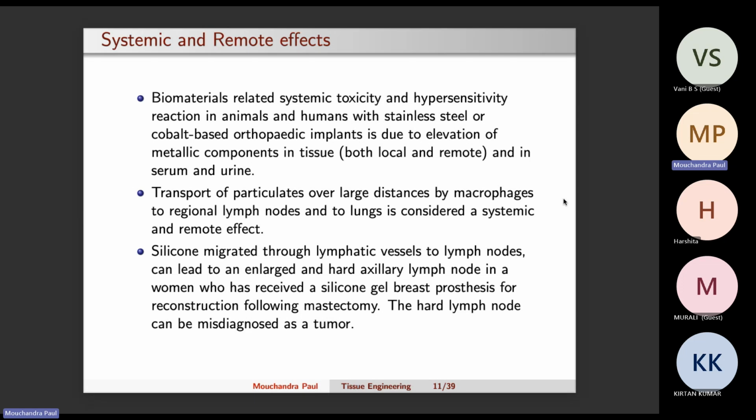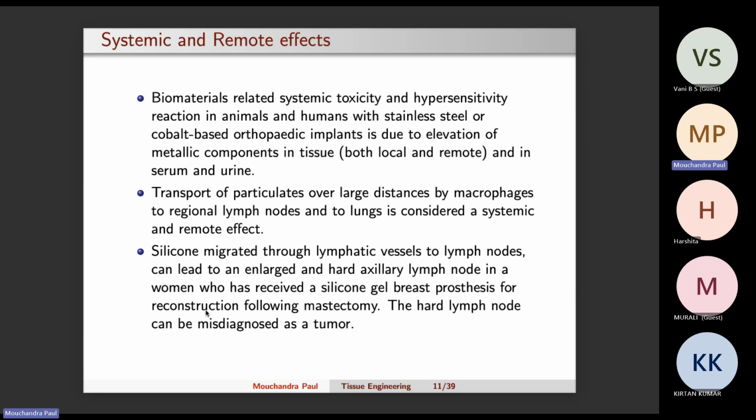So I mentioned that there can be effects at the interface of the implant and your host tissue. That is the local effects, as well as there can be systemic effects, meaning the consequences of the implantation, which can be seen throughout the body. So what are those effects? These are some examples basically. I'll read one by one so that it makes sense.